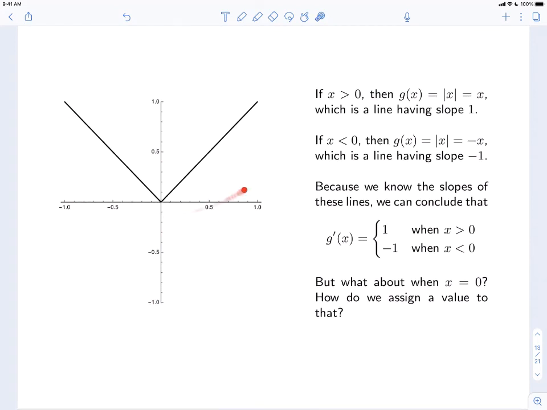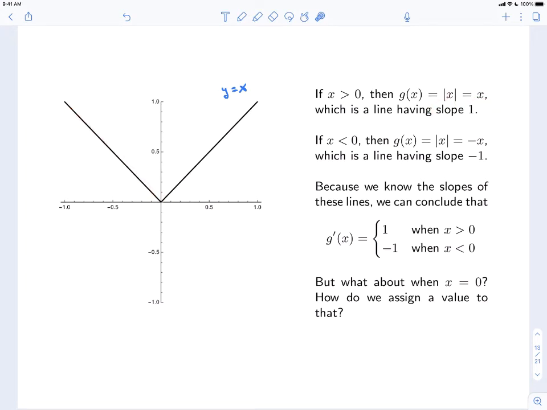This is the graph of the absolute value function. And you can see that if x is positive, then you just have the graph y equals x. And the slope of that is 1. That's a straight line. As long as you're looking for x positive, then your graph is a straight line having slope 1. And we saw in our previous example that if you have the graph of a line, then the slope of the tangent line is just the slope of the line. So the derivative is the slope of the line. So that means that the derivative is going to be 1 there.